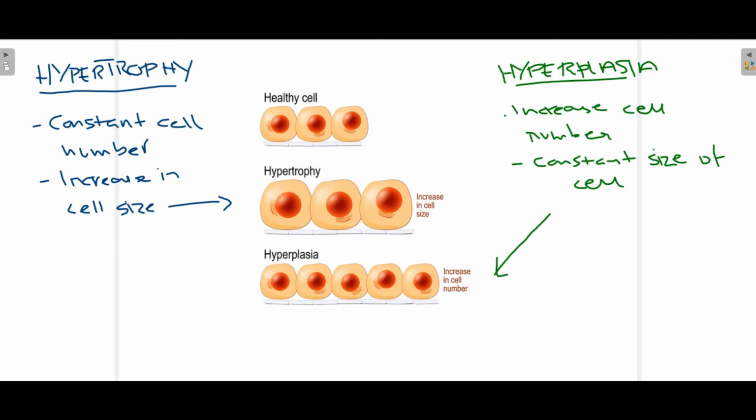On the other hand, talking about hyperplasia, you can compare it with healthy cells. In this scenario, you can see that the cell number is no longer constant. There were 3 cells and now there are 5 cells, but the cell size is constant. So when the cell number has increased but the cell size is constant, it is known as hyperplasia. Hypertrophy and hyperplasia normally occur physiologically, but sometimes they can also occur pathologically as well.